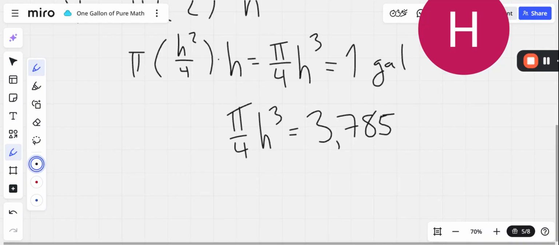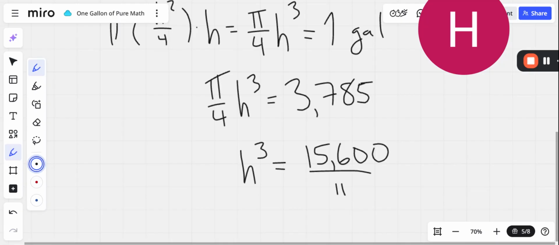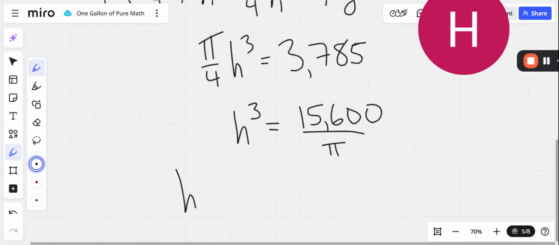And now you can solve for the height. We're going to multiply both sides by 4, which I guess you can do with a calculator. You're going to need a calculator at some point anyways. I definitely don't expect you to be taking cube roots of nasty decimal numbers. If you were to do that, what would you get? I think you would get 15,600 over pi. And of course, to find the height, we would have to take the cube root of that.